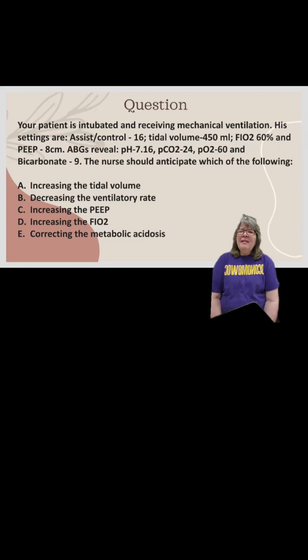The main problem here is this guy is severely metabolically acidotic. In fact, with a pH of 7.16, it's an emergency level of acidosis. When you have a pH that's less than 7.2, and you have catecholamines running into this patient to maintain his blood pressure, you're going to have some issues, because in an acidotic environment, catecholamines don't work well. So we've got to work on getting that acidosis corrected. So E is the answer here: correct the underlying metabolic acidosis.